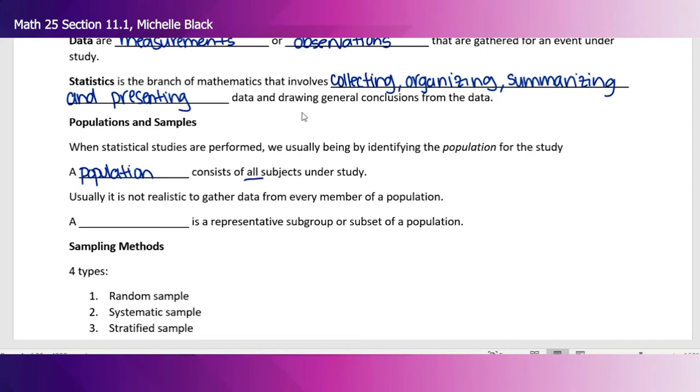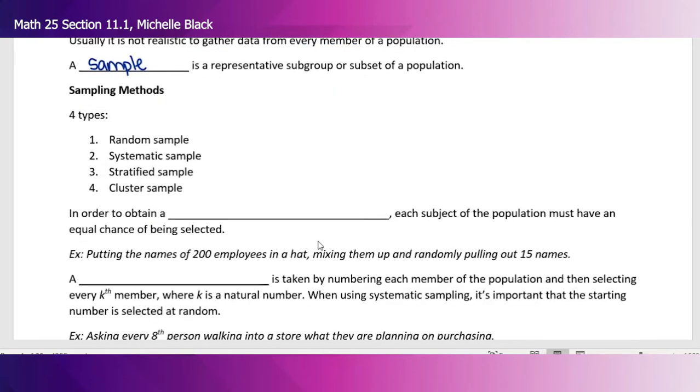Instead, what statisticians do is they use a sample of the population to gather their data. So a sample is a representative subgroup or subset of the population. Some sampling methods we're going to talk about are, first, the random sample, second, systematic sample, third, stratified sample, and fourth, the cluster sample.